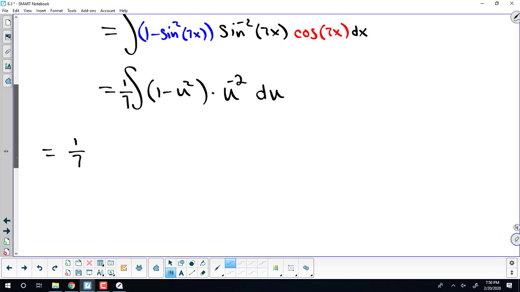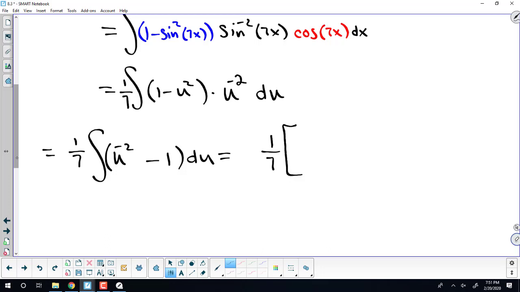So we have 1/7 antiderivative of u to the -2 minus u to the -2 times u to the -2. I think I said that wrong. Anyway, that's just one. Then 1/7 times the antiderivative of u to the -2, which is negative u to the -1 minus u, and we'll have some constant here getting multiplied by our 1/7.